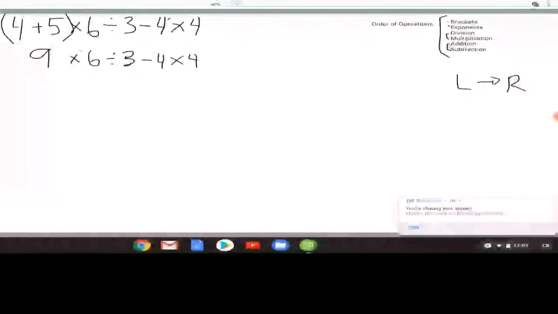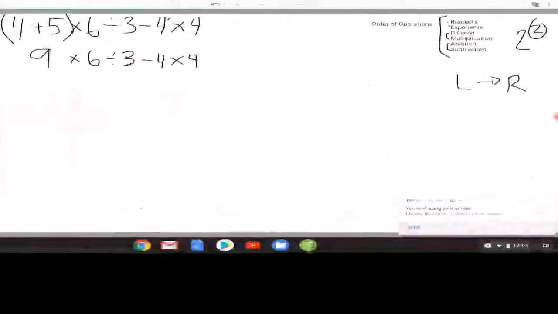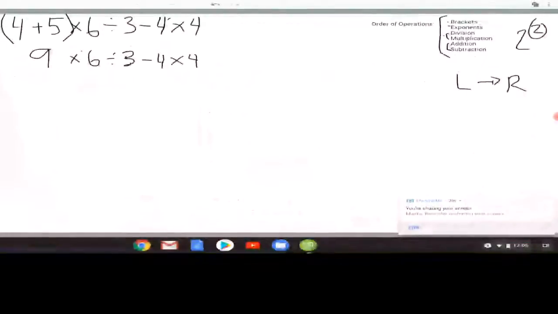Now we need to go down our list. Do we have any exponents? We do not have any exponents. Exponents would look something like this. This is an exponent when it's a tiny number above another number. We don't have those. We're not going to worry about those right now. Then we go down even further. Do we have division or multiplication? We do. We have both.